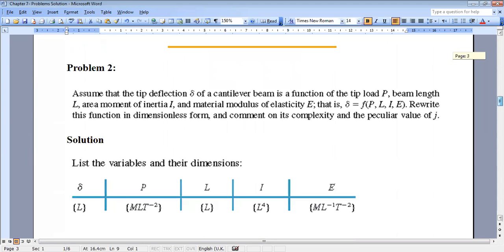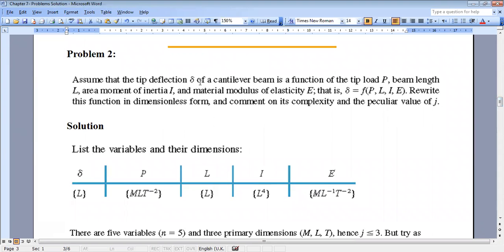Now the second problem. Assume that the tip deflection of a beam is a function of the load P, the beam length, the area moment of inertia, and the material modulus of elasticity. So the total relation is as follows: Delta is a function of P, L, I, and E. Okay? Now, rewrite this function in dimensionless form and comment on its complexity in order to find G. Okay. So first here, as usual, the first step, I count my variables. Okay?